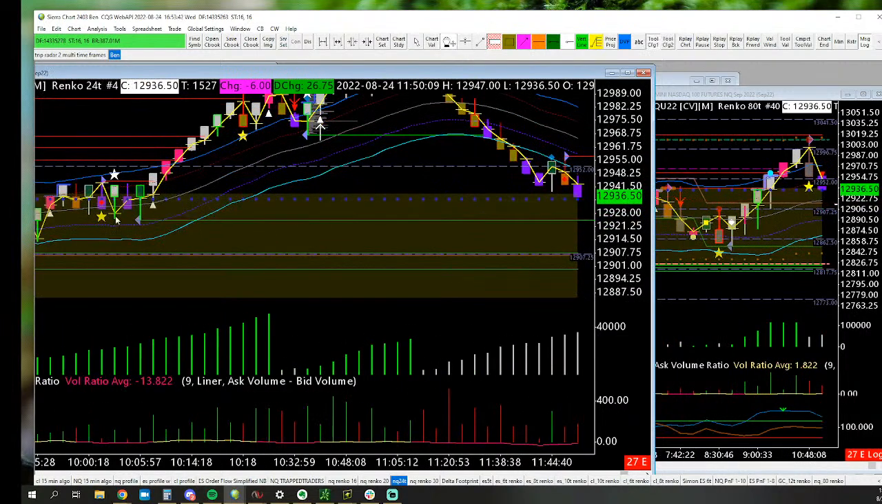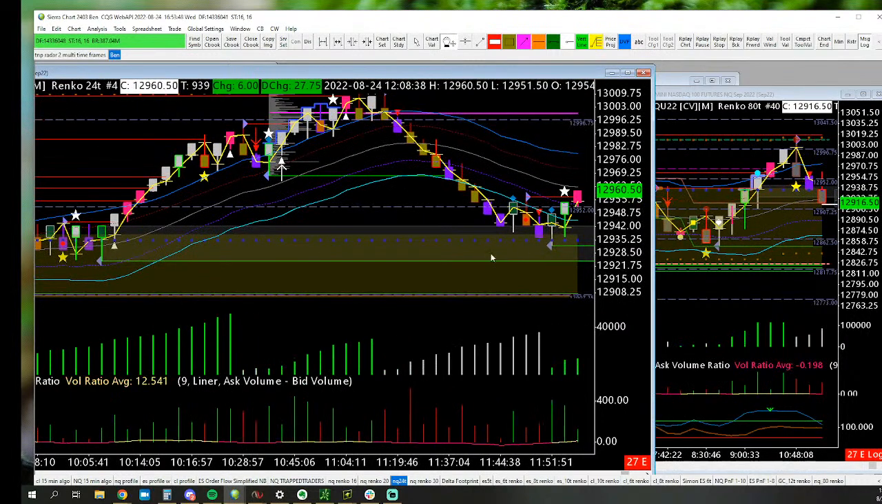That level here worked pretty good. I drew it wrong the first time. It's up to the point of control of the triangle, right there. So it's from the low to the point of control of the triangle. You could do it to the open of the triangle, but I usually do it to the point of control. And so that is your target to enter.